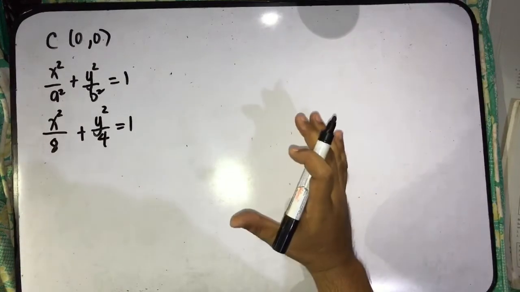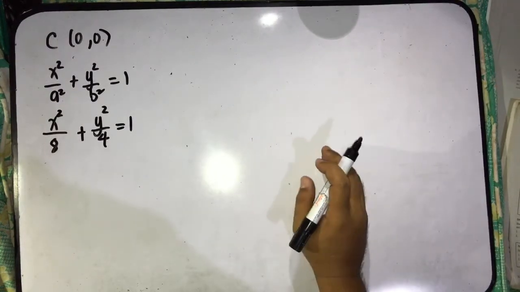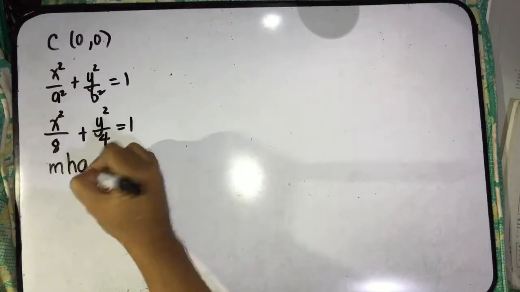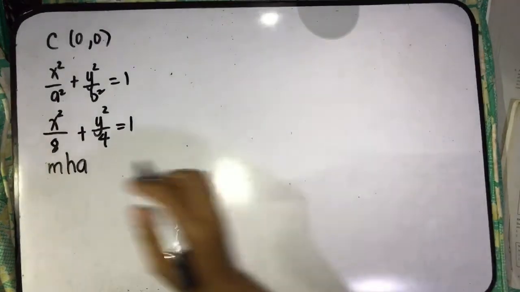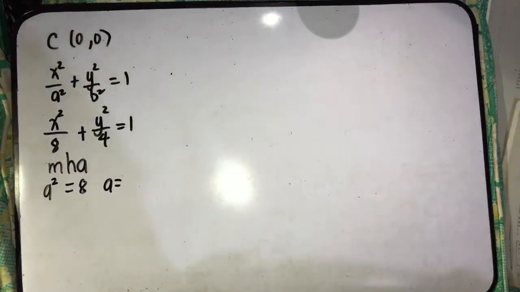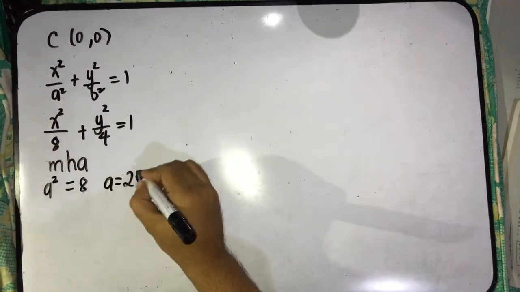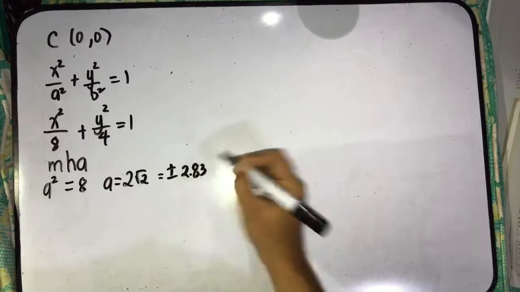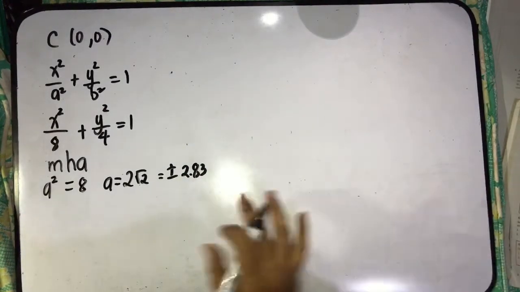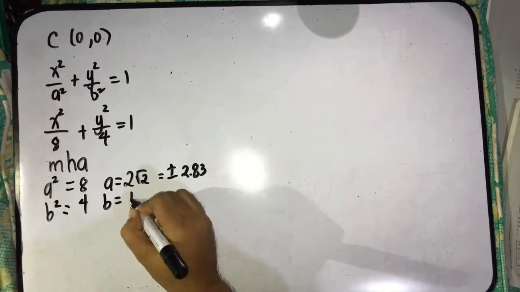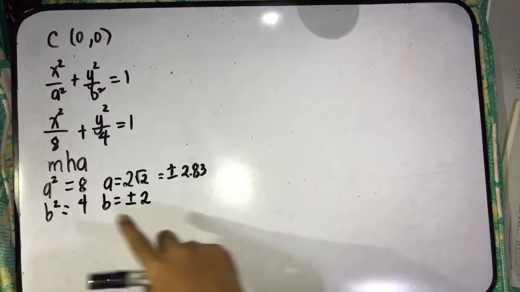In order for us to identify the major axis, kailangan natin malaman yung malaking denominator. Mas malaki yung 8 kesa sa 4. Therefore, it is major horizontal axis. So, my a squared now would be equal to 8, and a is equal to the square root of 8. The square root of 8 is 2 square root of 2, or plus minus 2.83. How about b squared? B squared is equal to 4, therefore b is plus minus 2.